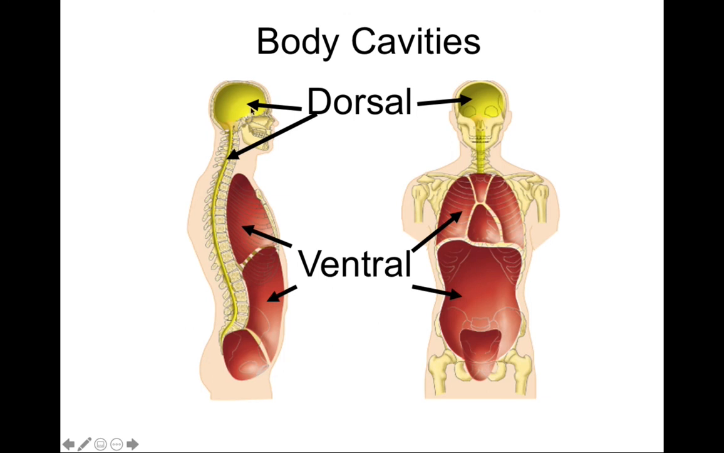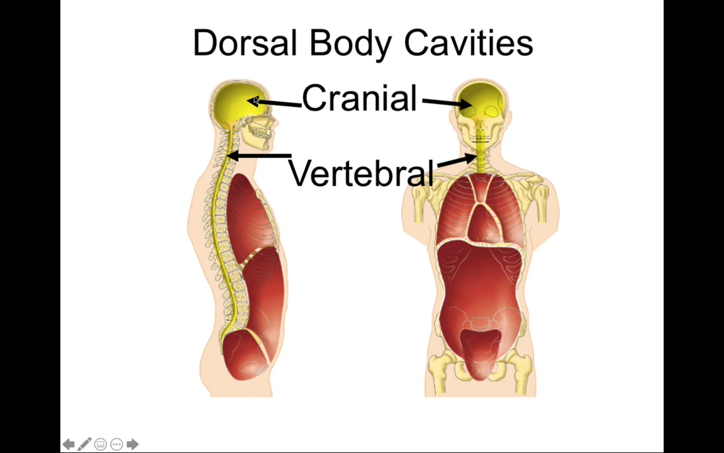The dorsal cavities are shown here in yellow. In particular, we have 2 dorsal cavities, namely the cranial cavity and the vertebral canal. The cranial cavity is found up here in the skull and contains the brain. And from the brain, the spinal cord will project out through the vertebral canal, and therefore the vertebral canal in particular contains the spinal cord.